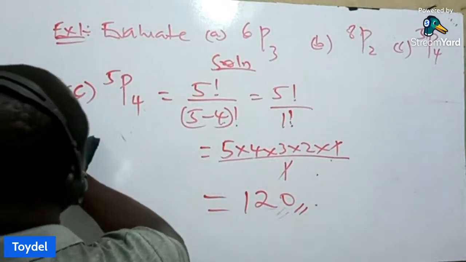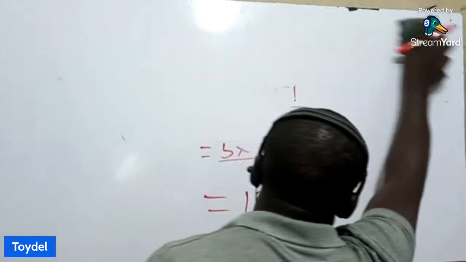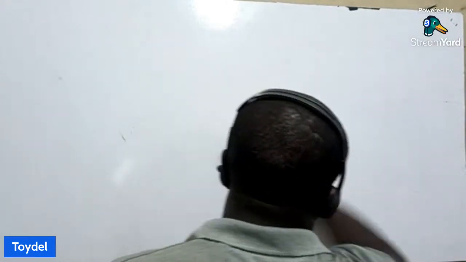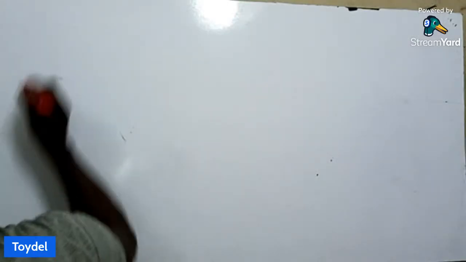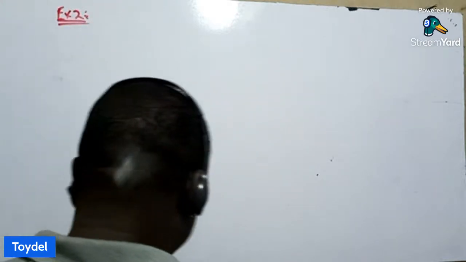Permutation, we said it has to do with arrangement. The combination has to do with selection. So I'm going to take another example. Let's say example 2, before we go into different types of permutation.